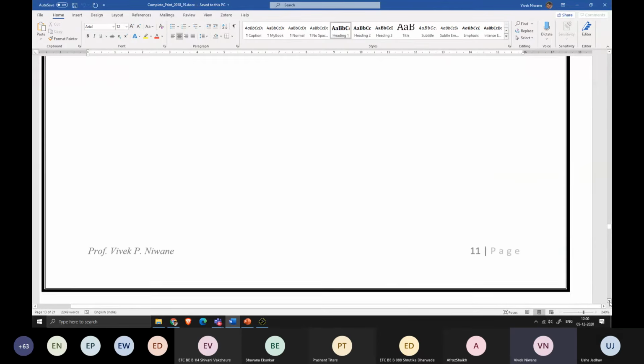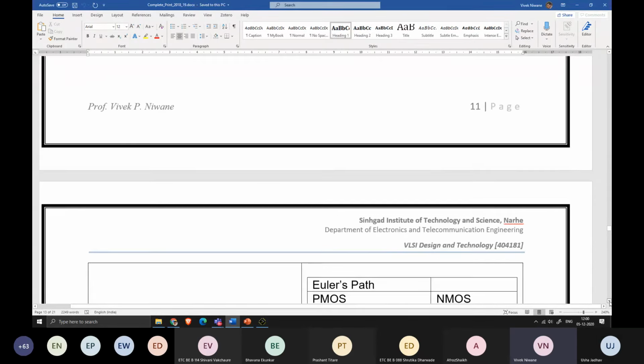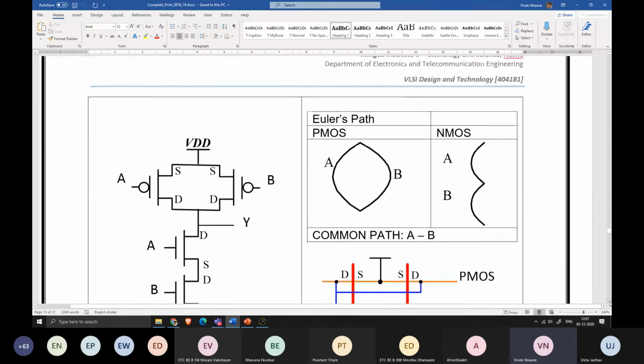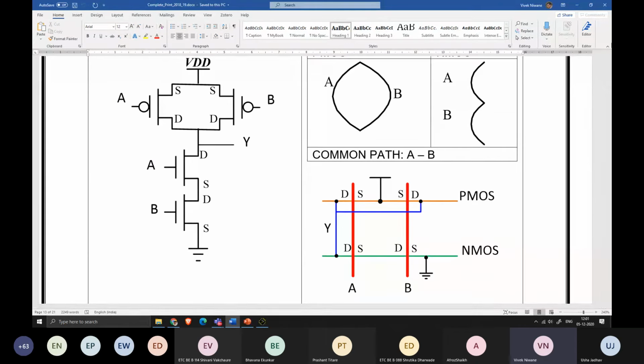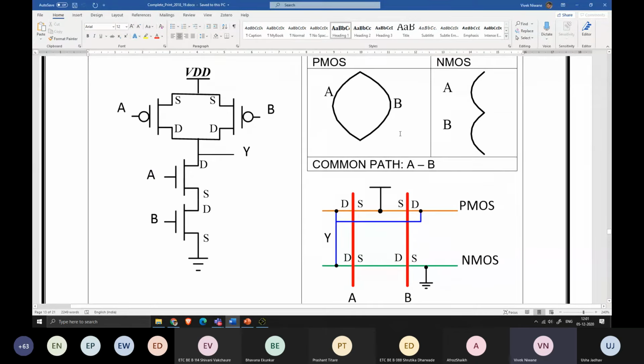ओके, नाउ वी विल गो टू, दिस इज NAND गेट. ओके, दो PMOS कनेक्टेड टुगेदर, NMOS is कनेक्टेड इन सीरीज. तो आपका PMOS और NMOS का यूलर्स पाथ बना, उसके ऊपर से स्टिक डायग्राम बनाई. स्टिक डायग्राम आपको समझ में आ गई.